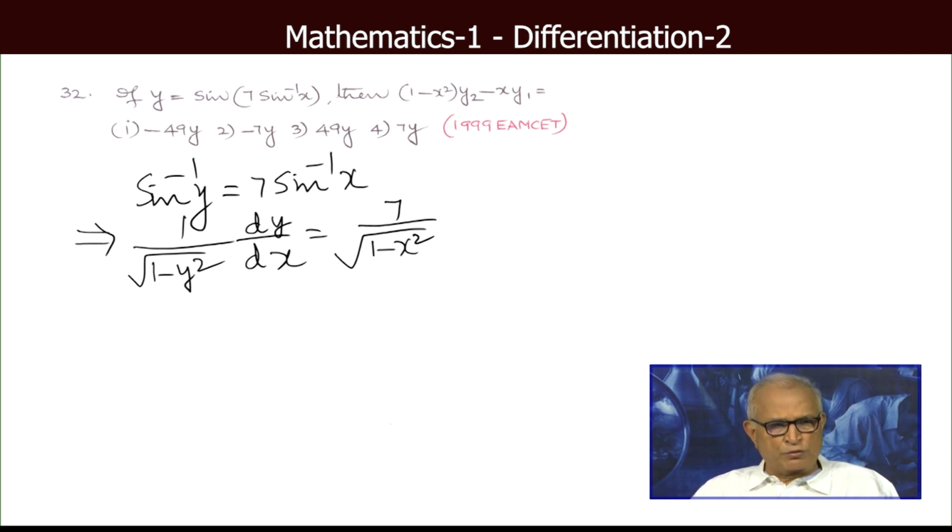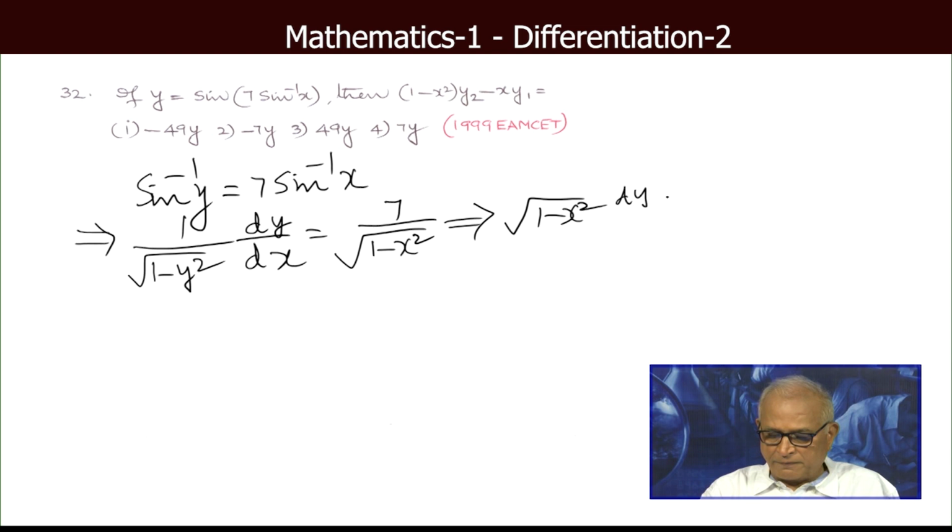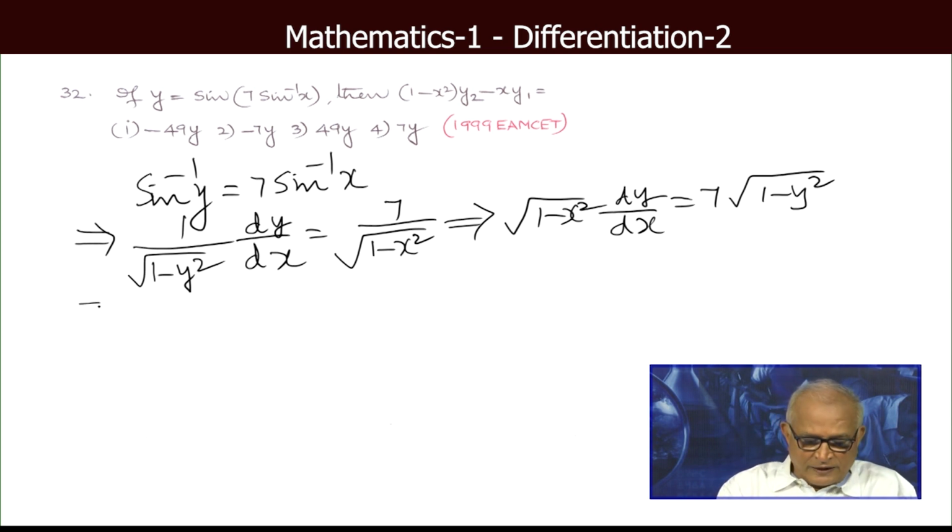Chain rule: dy dx, and on the right side, the derivative of 7 times arc sin x is 7 by root of 1 minus x square. Cross multiply, avoid denominators: root of 1 minus x square into dy dx is equal to 7 times root of 1 minus y square. Follow? Simple. Now once again differentiate both sides with respect to x for the second time.